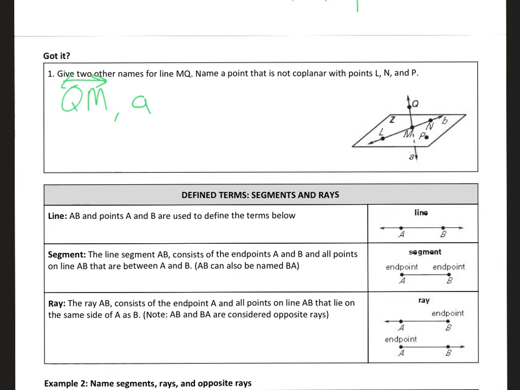Next part of this question. Name a point that is not coplanar with L, N, and P. So look at L, N, and P. There's only one point that's not part of that plane on this whole diagram, and that is point Q. Q doesn't lie on this little sheet. Q is on this line poking through it, kind of, okay? So that would be the only point that's not coplanar with those other points.